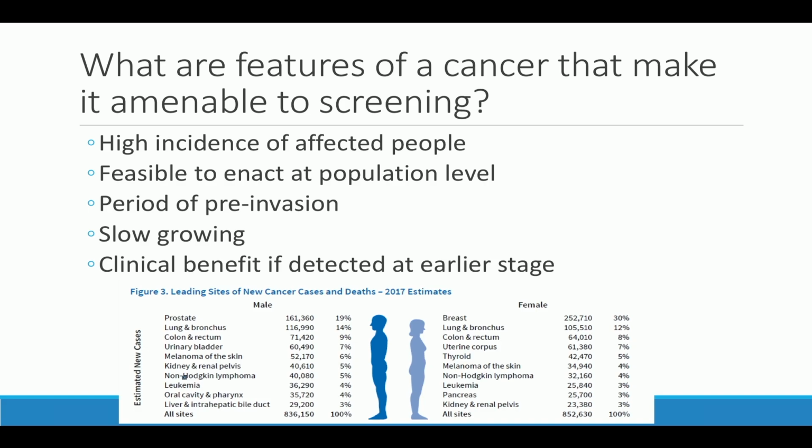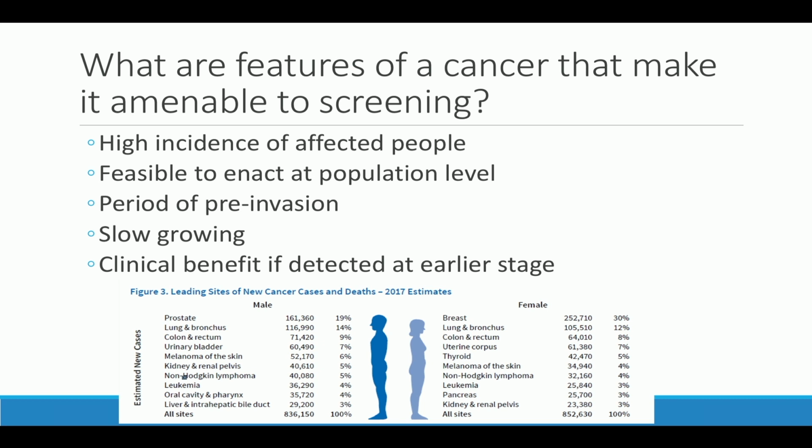It needs to be feasible to enact at the population level. There should be, in theory, some sort of period of pre-invasion, something that you can catch before it's spread or metastasized, such that catching it early actually makes a difference. No point in catching something if it didn't make any difference to catch it before the patient had symptoms, right? You want to change their outcome. So in theory, it should be sort of slow growing. And we need to see that clinical benefit.